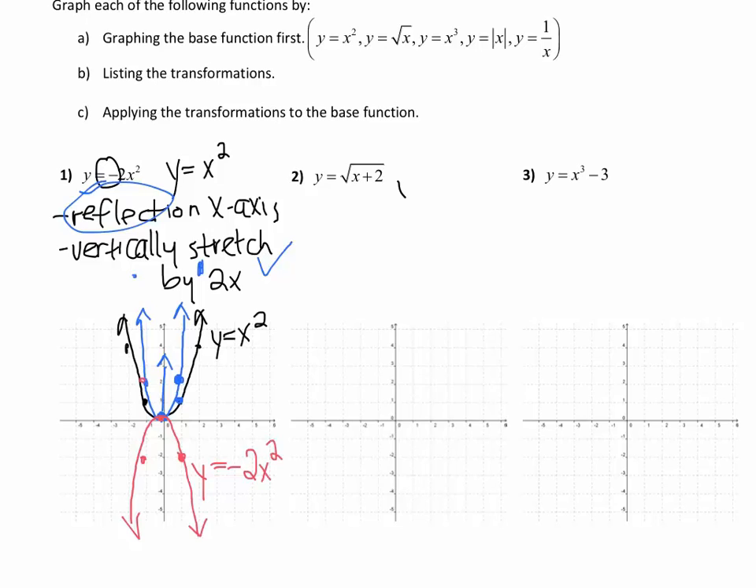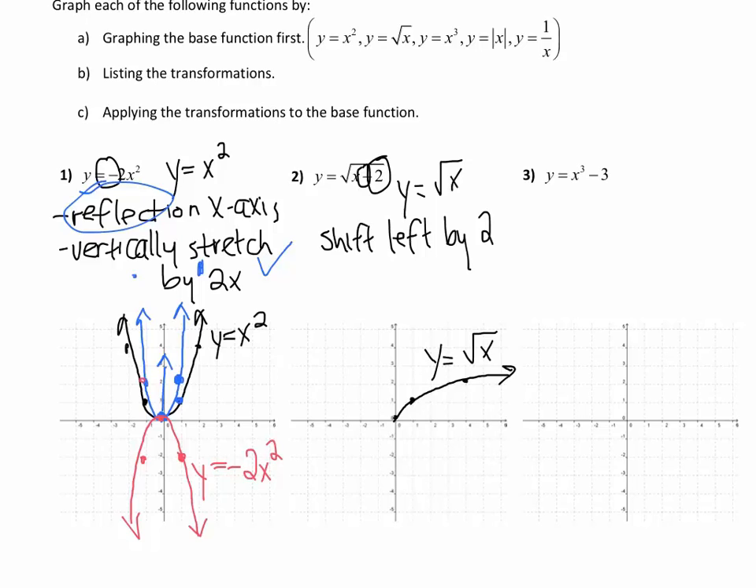Next example, our root function is just y is the square root of x. We have a c value of 2, and it's a positive 2, so that means we are going to shift to the left by 2 points. Start with your base function again, the square root. If we take 4, we would have 2, so our base function is going to look like this. And then what we want to do is shift each of our points left by 2.